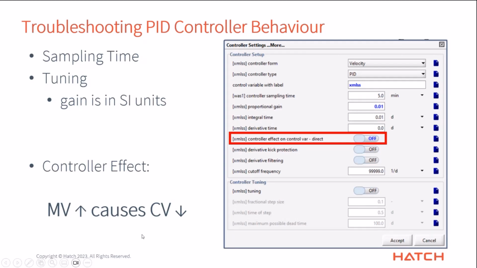If it was a DO controller, for example, increasing the airflow would increase the DO, then we would want this on. Basically all this really does is it takes our PID control equation and either puts a negative sign in front of it or it doesn't. That's what's happening in the background. We just need to know the direction and you either have this on or off accordingly. So just think through it: a change in your manipulated variable, what's going to happen to your control? If you have this the wrong way, for sure your controller will not work.